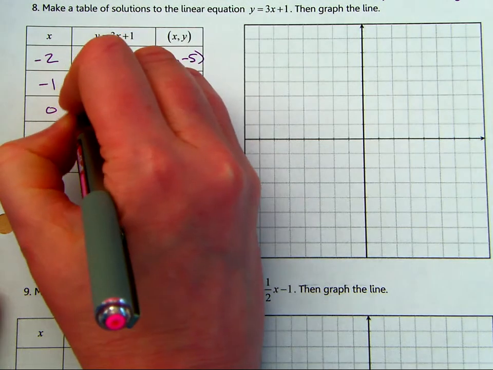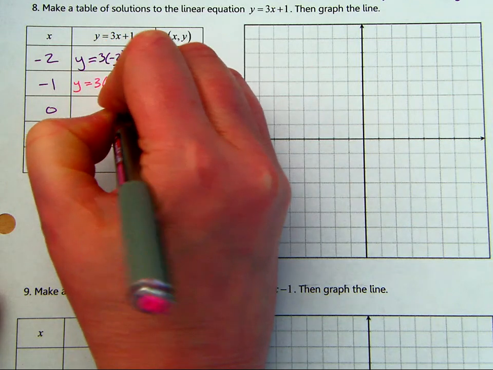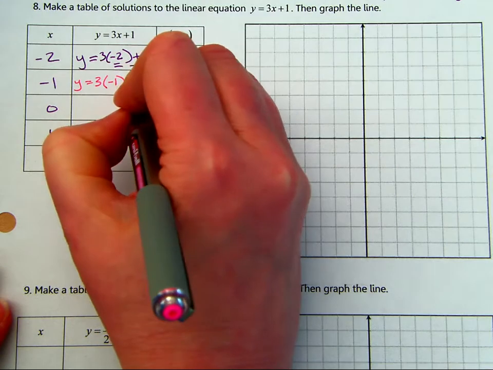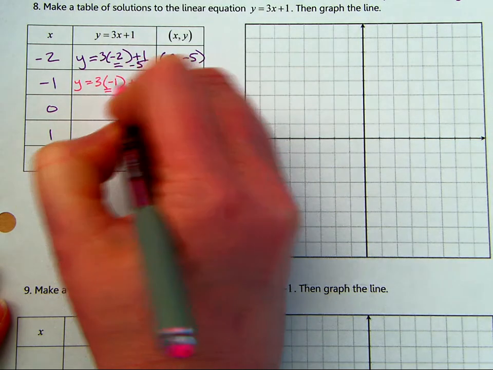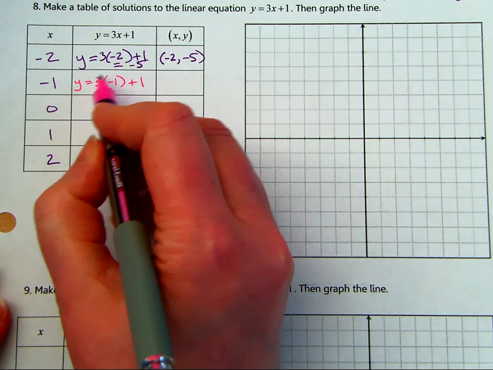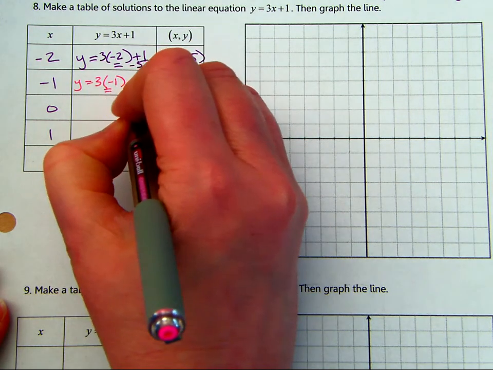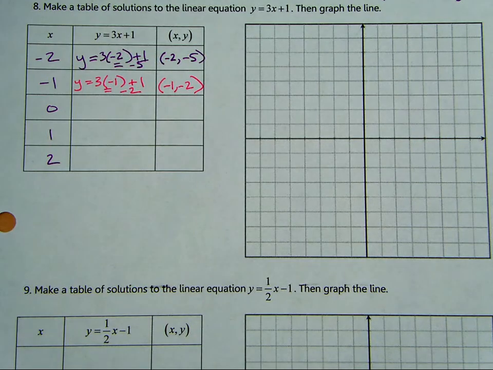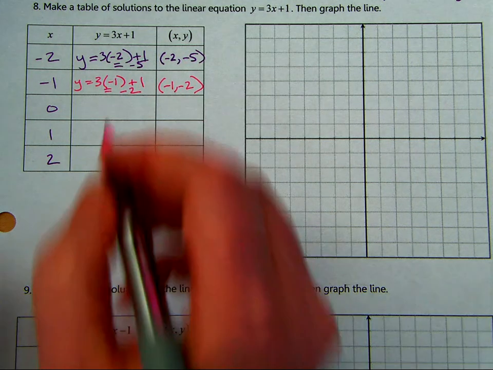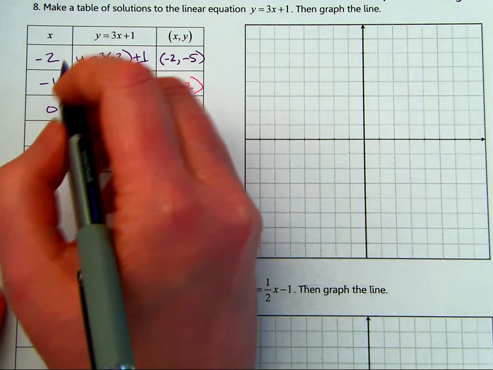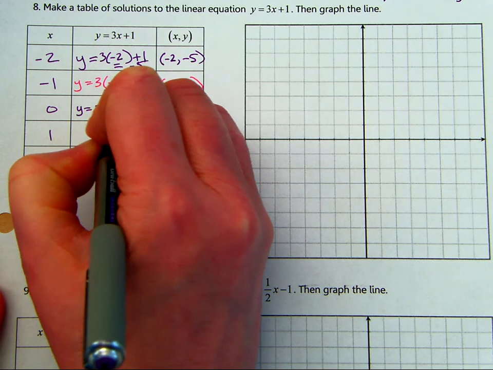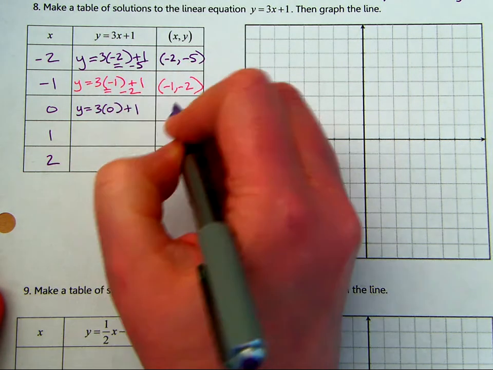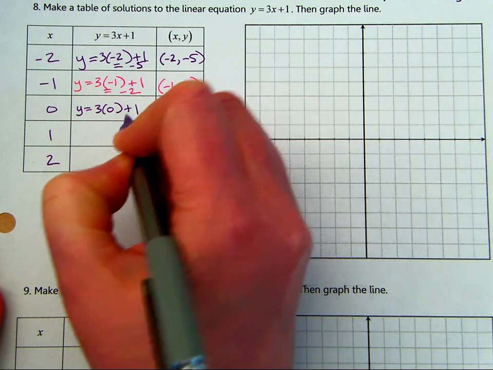So y equals 3 times x, which is -1, plus 1. -3 plus 1 is -2. -1, -2. 0 is my favorite number to plug in. Yeah. So I'm alternating. y equals 3 times 0 plus 1, that's 1. So 0, comma 1.